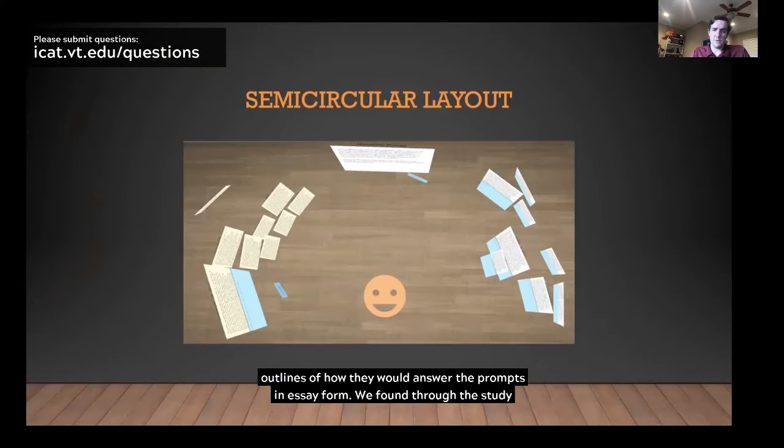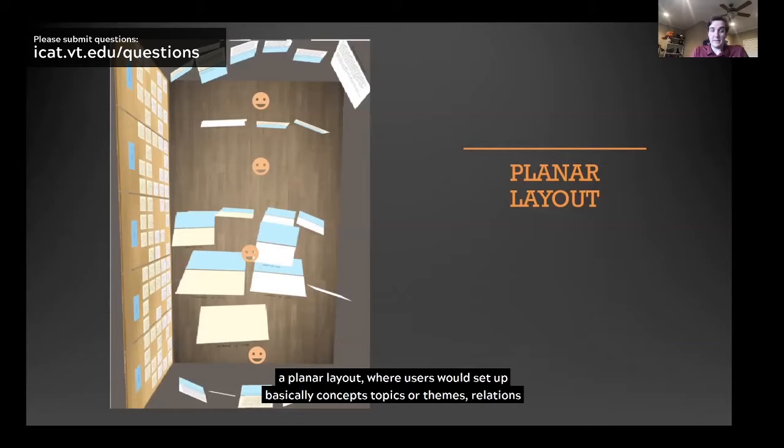We found through this study that there were three main layouts that people liked using in IST. The first one was a semicircular layout, where basically they are surrounded by documents and they can see all the documents pretty easily, as seen here. The user can turn and see all the documents around them very quickly to reference or take notes on. We also saw a planar layout where users would set up concepts, topics, themes, and relations between documents, and then have one viewing point to see all of them on a plane.